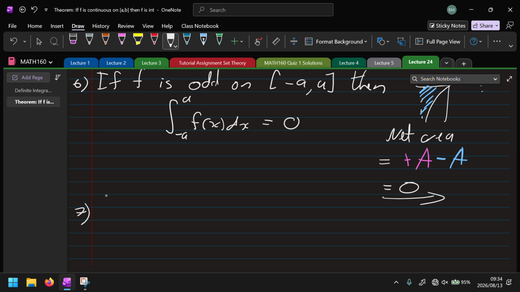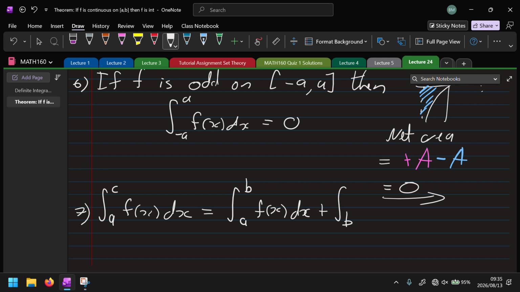Next one. The integral from a to c of f of x dx is equal to the integral from a to b. Please note the change in the bound. So the first one is a to c. This one's a to b, f of x dx, plus the integral where the bottom one becomes b, and this b must match up with this b over here. So the top one here matches up with the bottom one here, and then the top one here matches the top one here. Just to get your letters right there.